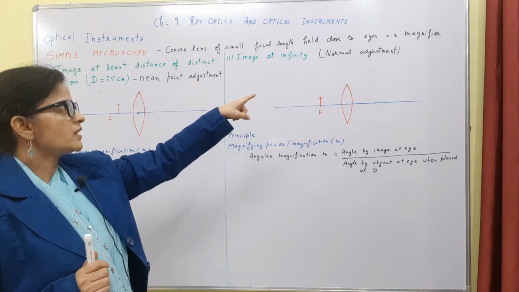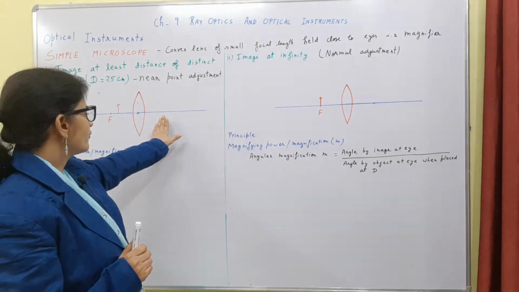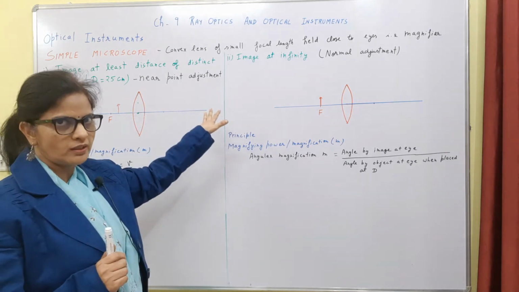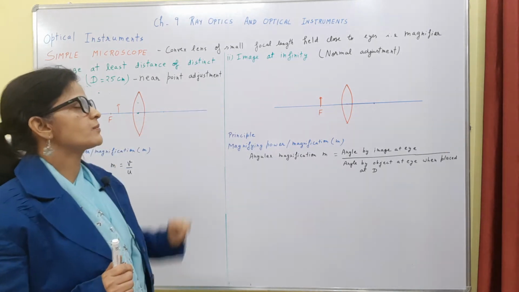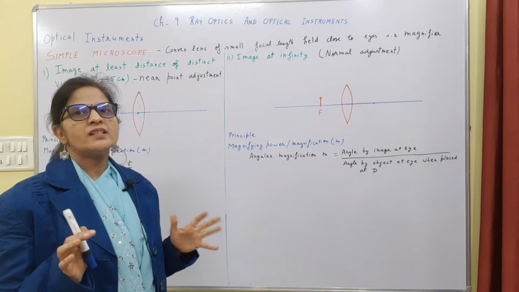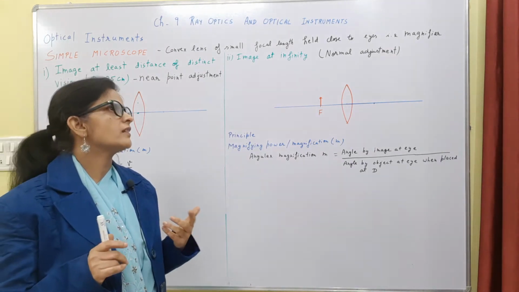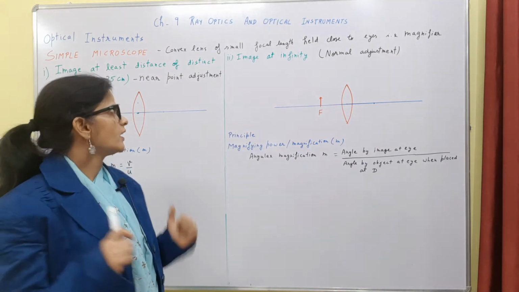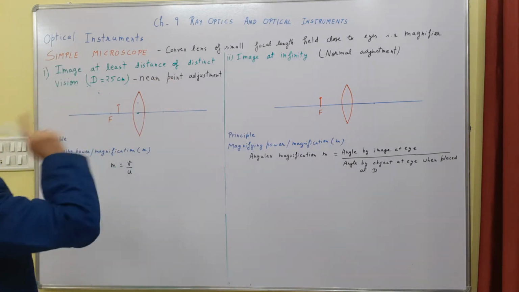Why is this adjustment required? Because in the case of the first setting, there is more strain on the eyes. So this normal adjustment position is the position where there is less strain on the eyes, or you can say nearly no strain on the eyes. That's why this setting is preferred generally.